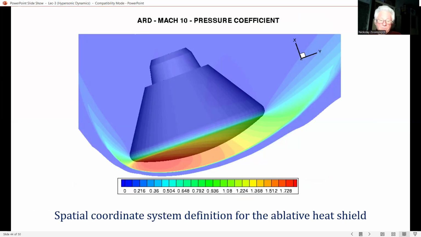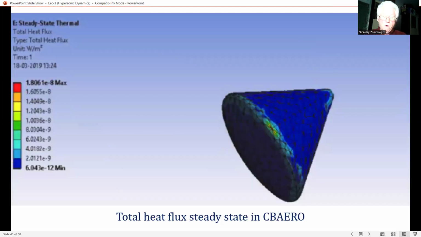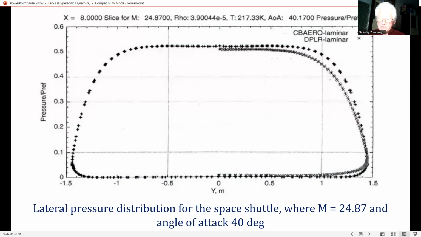And results obtained for an even more severe aerothermal environment are given for the Project Fire 2 test vehicle. And this figure illustrates the triangular panel distribution over the vehicle surface. And here we have many thousand triangles used for calculation. The calculated center line pressure distribution for the test vehicle at Mach 24.87 and an angle of attack of 40 degrees is shown in this.